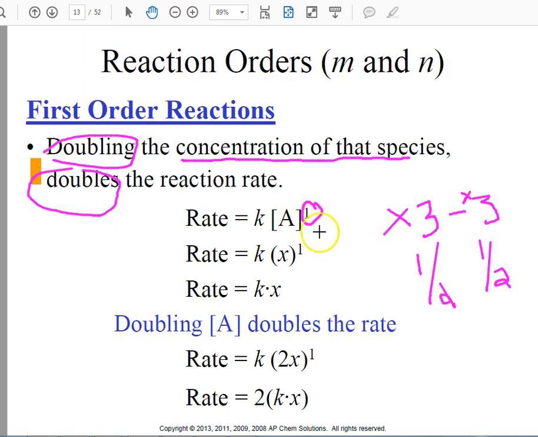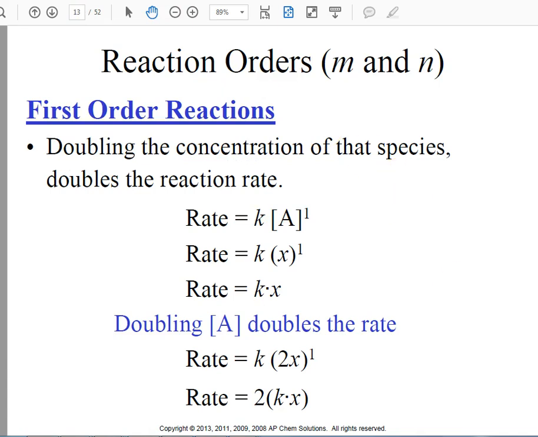Because your order is your exponent, right? So if you triple whatever's inside here and you raise it to the first power, it's going to triple this rate. Remember, this k is a constant. So if you multiply this times 3, you're multiplying the rate times 3. If you half it, you're halving the rate because your k is not going to change.